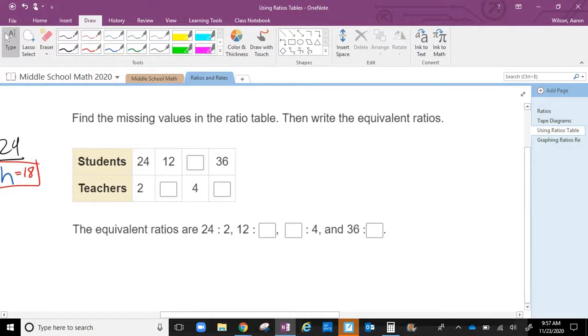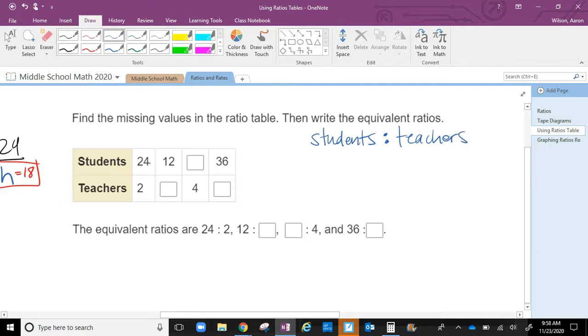On into the next one. Finding the missing values in the ratio table again, then write the equivalent ratios. The same thing. So we are comparing students to teachers. So that is the ratio. We are comparing students to teachers. And I have already spotted a pretty neat pattern.